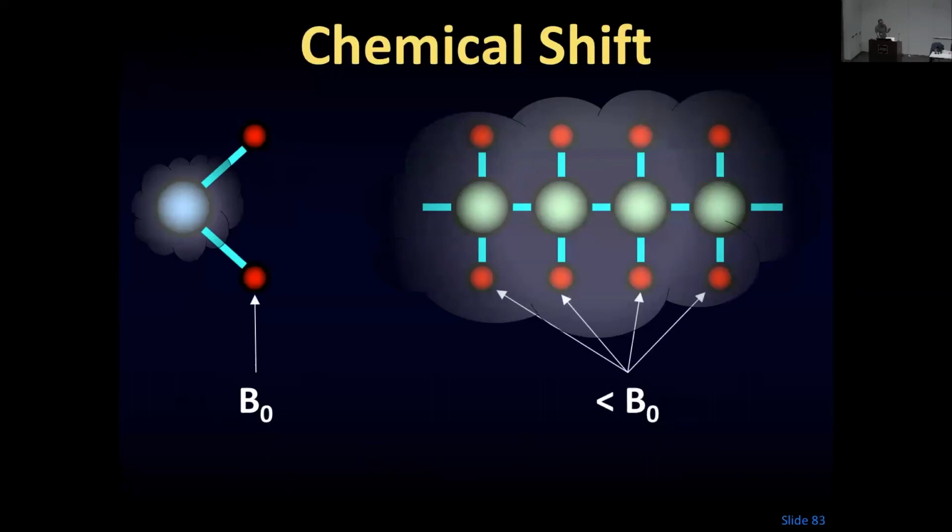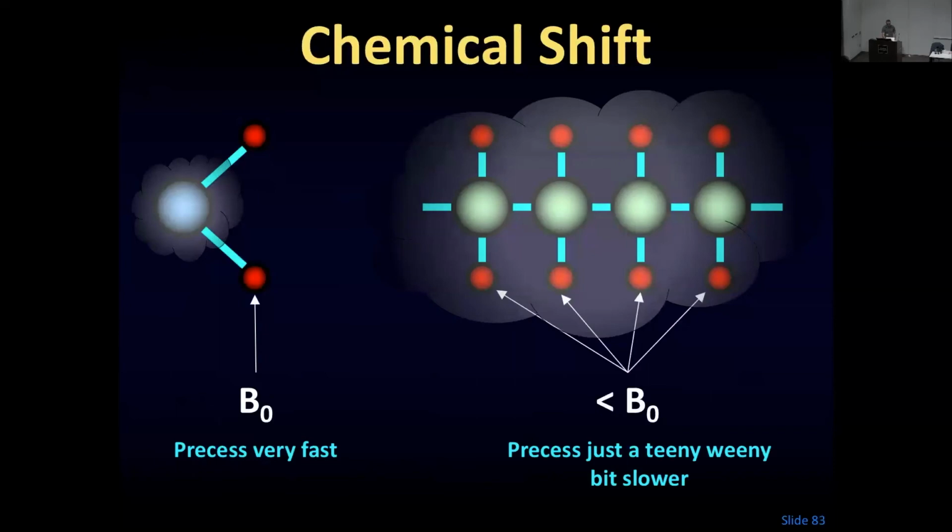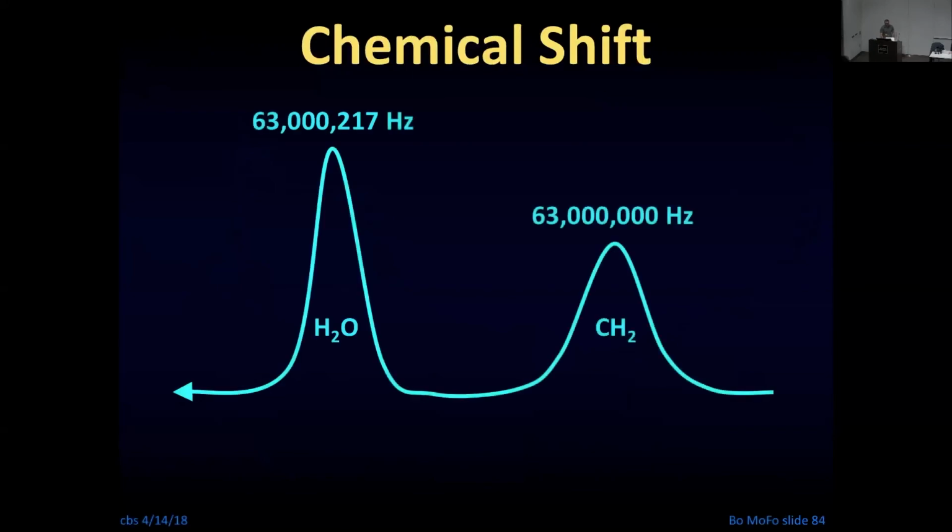So remember, the precession frequency is proportional to the magnetic field. That's the Larmor equation. So which protons will precess faster: these that experience B0, or these that experience something just a little bit less than B0? The answer is these will precess faster, and these will precess slower. So those precess very fast. These also precess very fast, but just a teeny weeny bit slower. What's the difference?